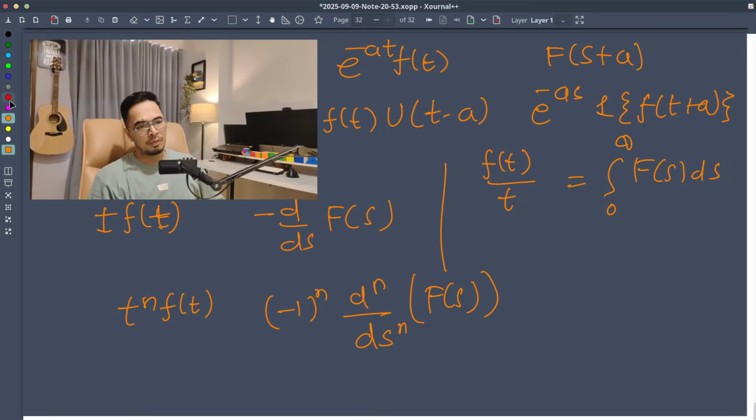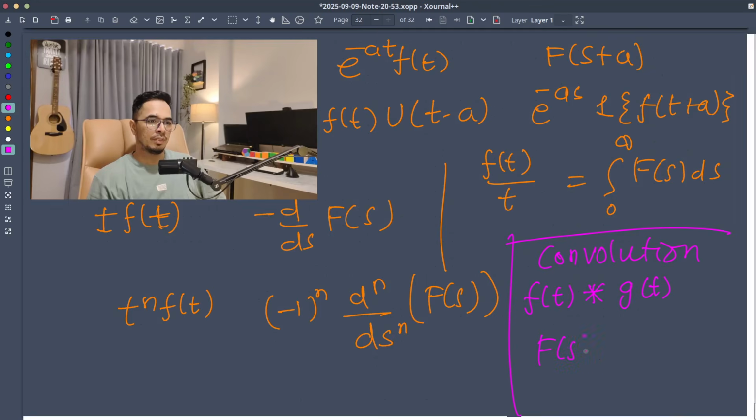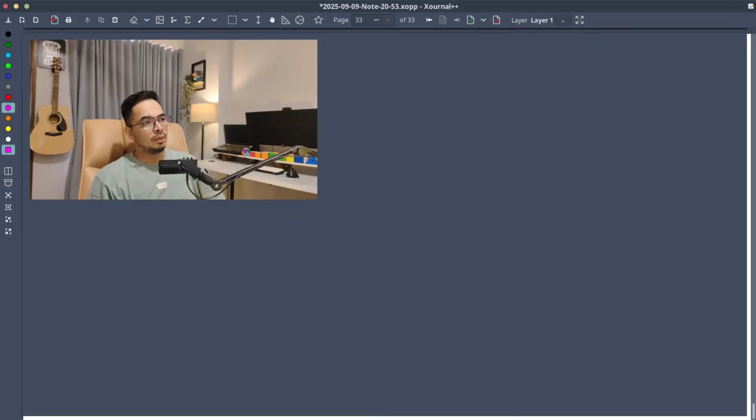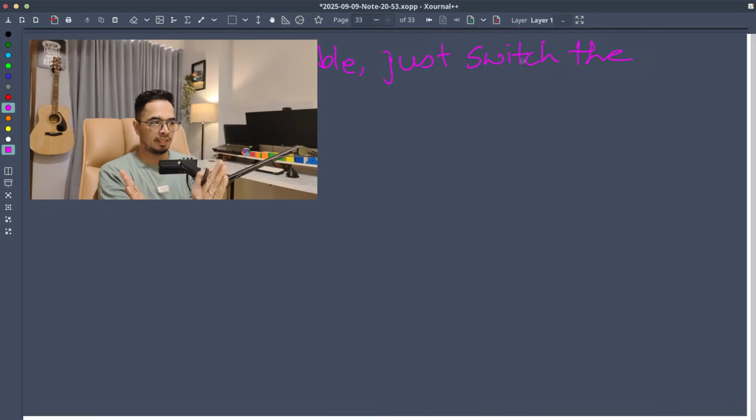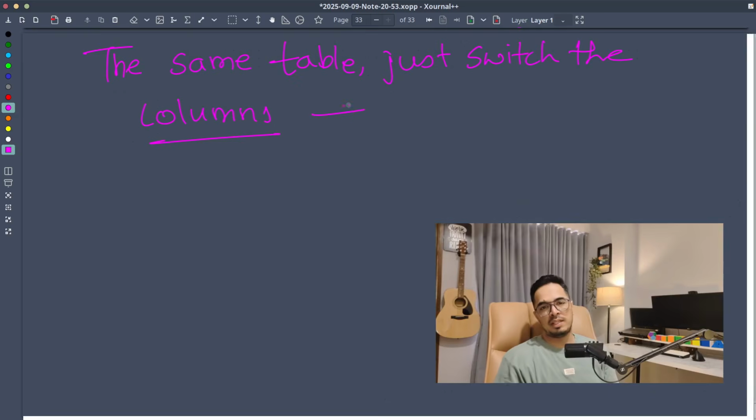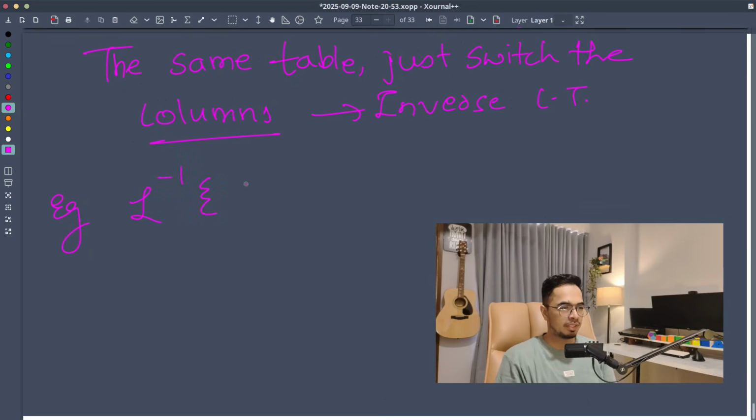Now, what about convolution? So the idea of convolution, as we have already discussed, if we take the Laplace transform of the multiple of two functions, their output would be something like this. Let us look at the same table. But if you look at the same table and shift the columns like this, then it would become inverse Laplace transform. It is that simple.